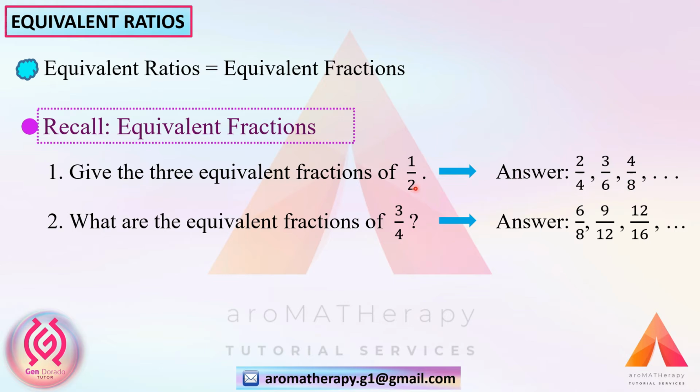Paano nakuha to? 2 times 2, 4. 2 times 3, 6. 2 times 4, 8. For number 1 sa numerator, paano nakuha yan? 1 times 2, 2. 1 times 3, 3. 1 times 4, 4. So, the same value or the same number yung i-multiply natin sa numerator and denominator to get the equivalent fractions. Same is true with your equivalent ratios. The same then.